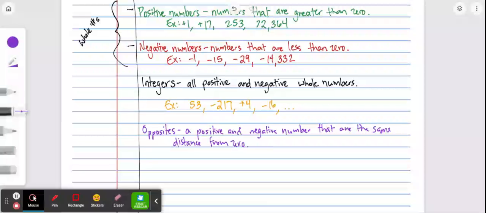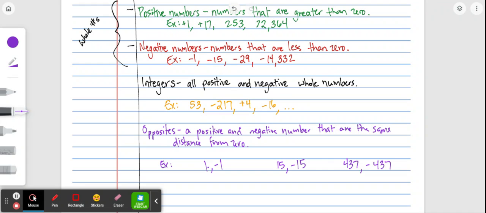So here's an example of a set of opposites. 1 and -1 are opposites because they're both 1 away from 0. 15 and -15 are opposites because, again, they're 15 away from 0. 437 and -437 are also opposites. Okay, do you see the pattern that's happening here? Notice the positive and the negative number have the same numbers on them. It's just one is positive and one is negative.